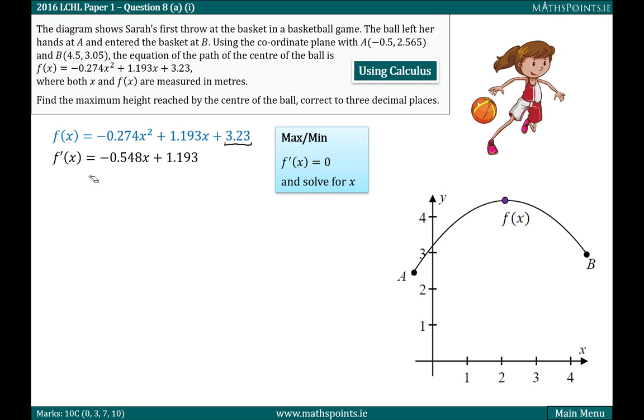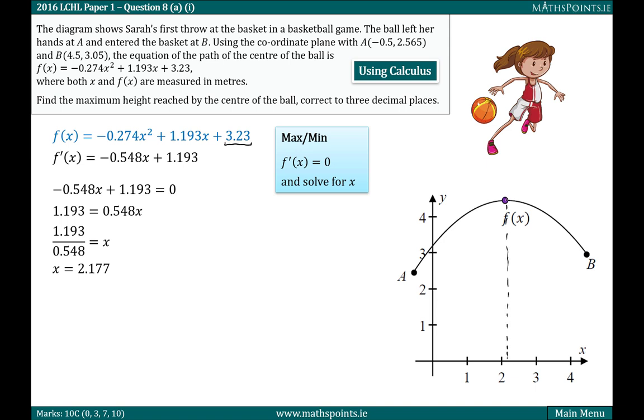So we've differentiated the function. We're going to let it equal to 0 now to see what x value that is. We're going to add 0.548x to both sides, divide both sides by 0.548, and we get x is equal to 2.177. So a quick common sense check. I mean, if we map down to the x-axis from what it looks like is the maximum point, it looks like 2.177 is a valid answer.